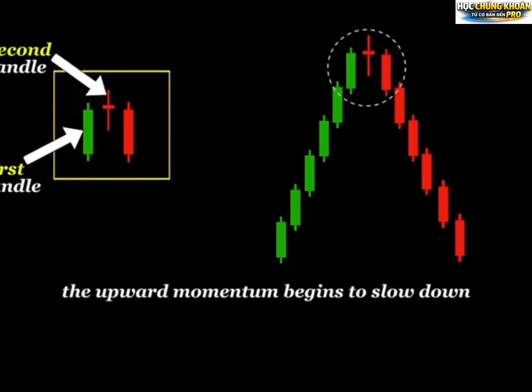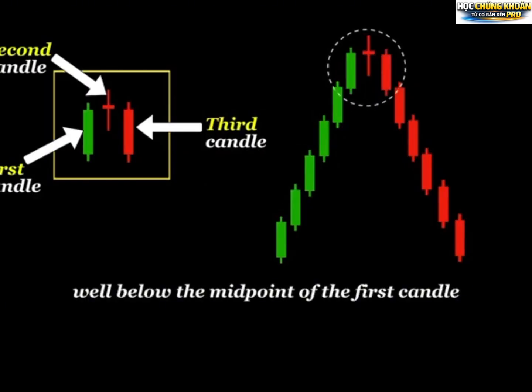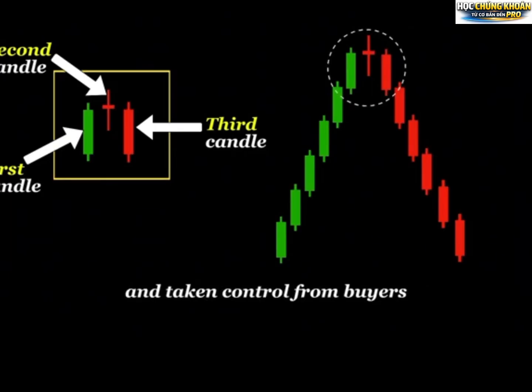The upward momentum begins to slow down. Then comes the third candle, which is a strong bearish candle that closes well below the midpoint of the first candle. This tells us that sellers have entered the market and taken control from buyers.